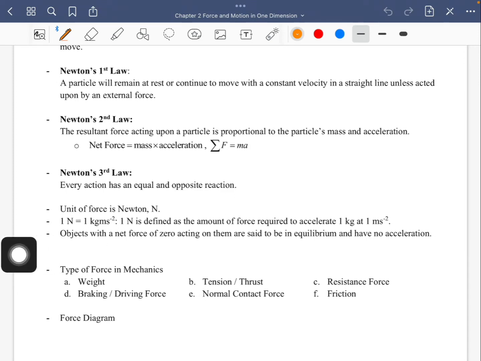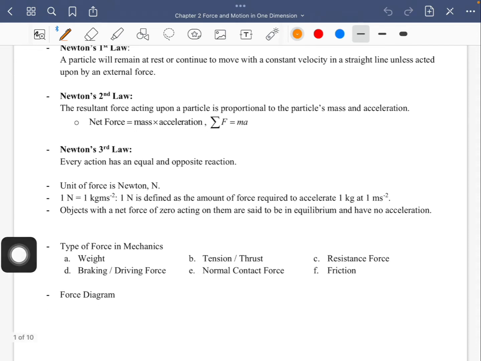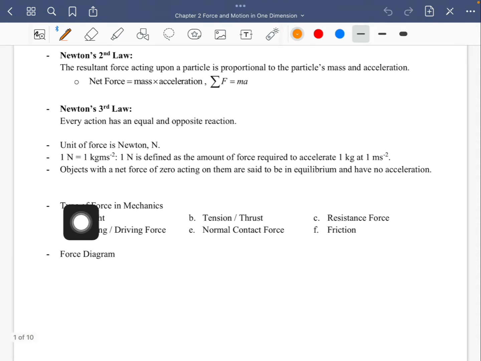There are a few types of force in our syllabus. This is just for our reference, not all, but this is basically a list of forces that we can have in mechanics. Usually we have weight force, tension or thrust, resistance force, braking or driving force, normal contact force or normal reaction force, and lastly friction force. All of it we're going to see in this mechanics syllabus.